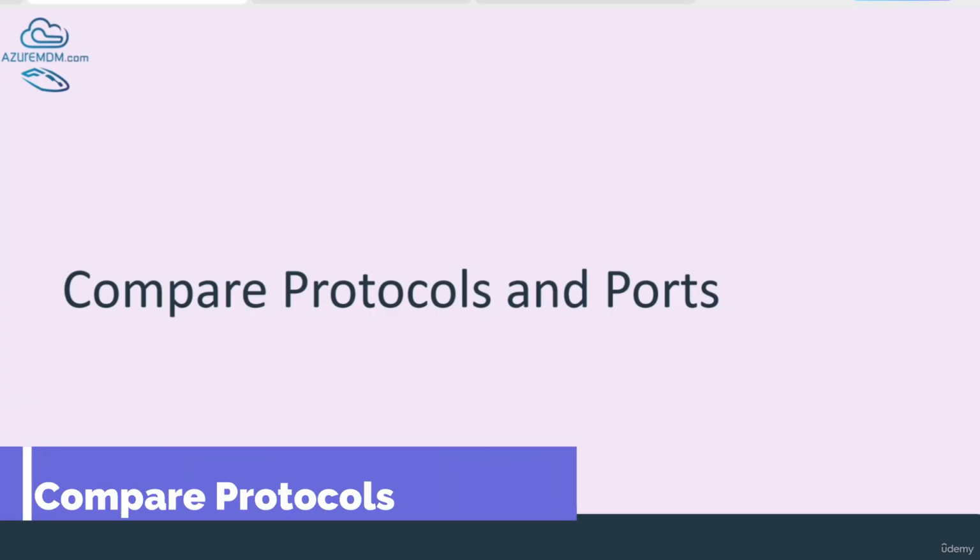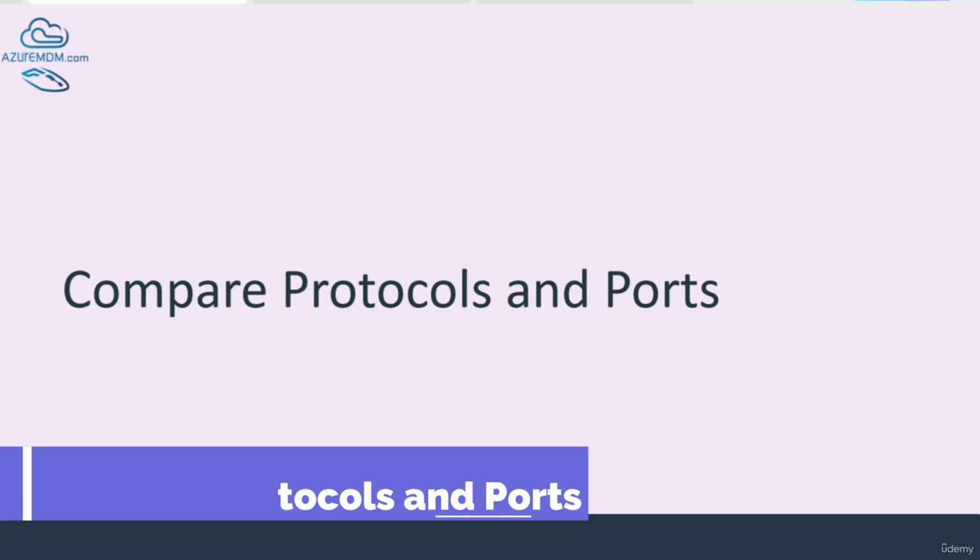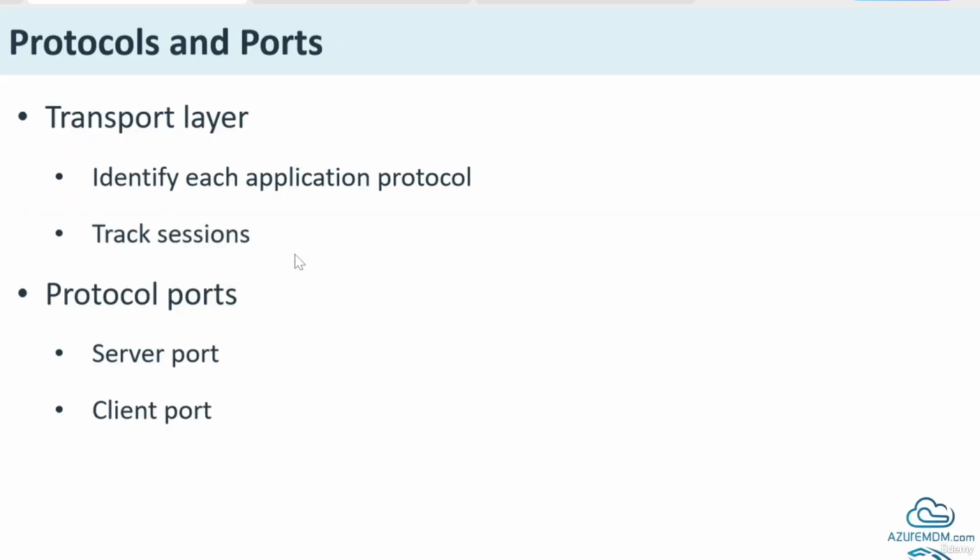Now, we'll learn to compare the protocols and ports. First is the transport layer. It manages end-to-end communication between the apps, like a postal service for data. It also identifies each application protocol. It uses port numbers to direct the traffic to the right application. For example, for HTTP, the port number is 80. It tracks the sessions, keeping conversations between devices organized, like call logs for data.